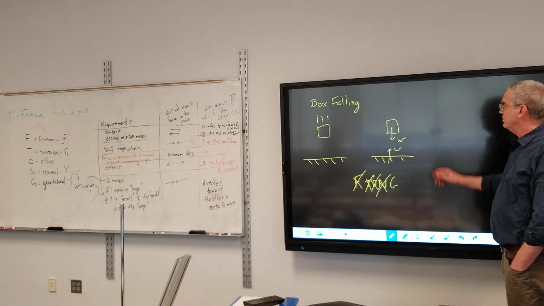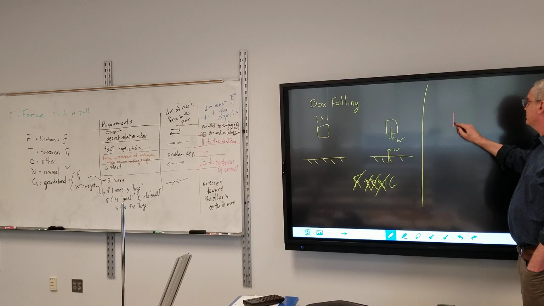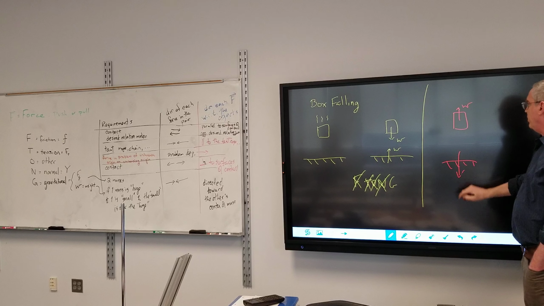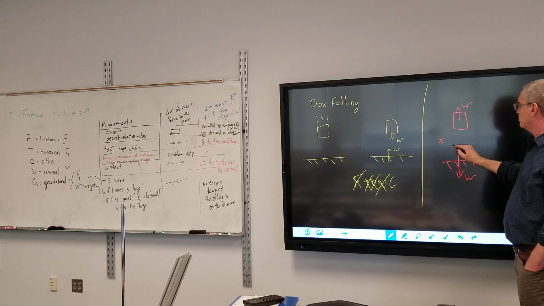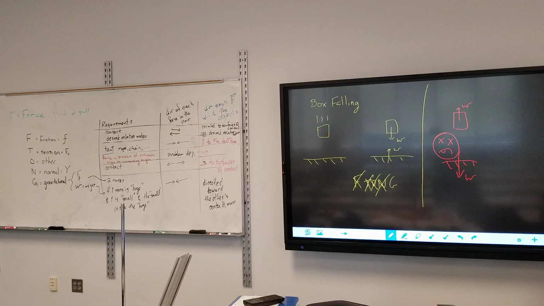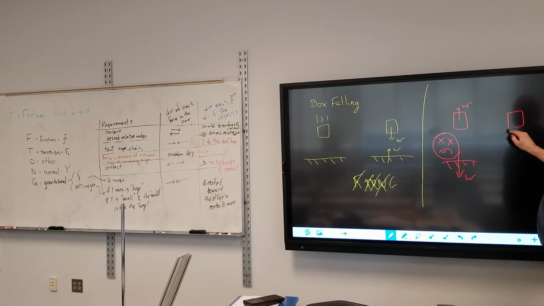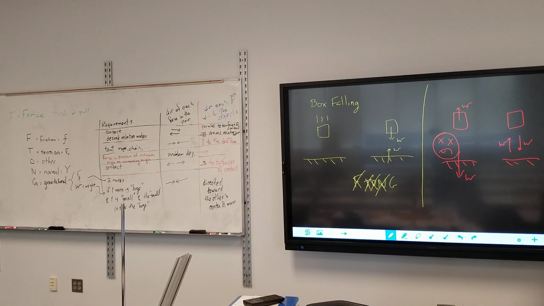Some rookie mistakes. Some people like drawing the forces on the source instead of the recipient, so this is getting a Mr. Yuck sticker right there. Don't do that. Another rookie mistake. I've seen this way too many times. I have no idea what the student is thinking in terms of which force is acting on which object. Again, Mr. Yuck sticker.